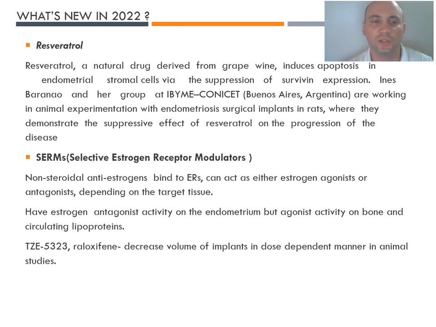Non-steroidal anti-estrogens bind to estrogen receptors and can act as either estrogen agonist or antagonist depending on the target tissue. They have estrogen antagonist activity on the endometrium, but agonist activity on bone and circulating lipoproteins. Selective estrogen receptor modulators like raloxifene decrease the volume of implants in a dose-dependent manner in animal studies.